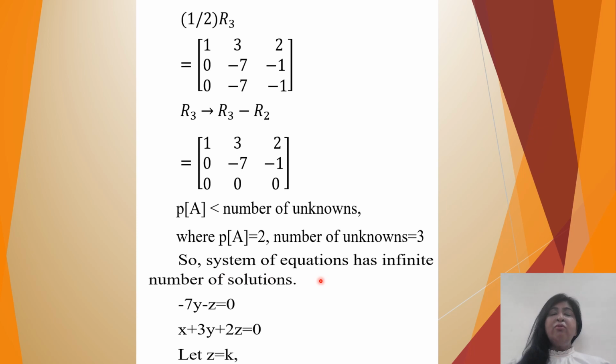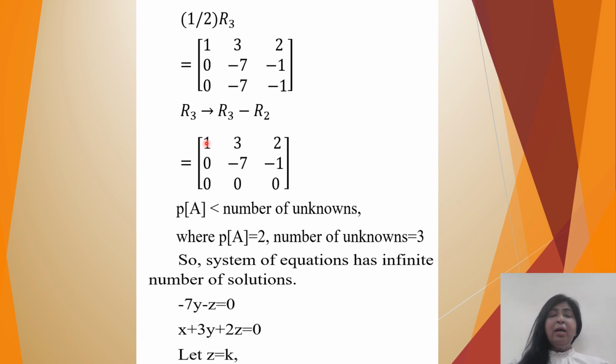This means the system of equations has an infinite number of solutions. So how will you write these? These equations will be written like minus 7y minus 1z is equal to 0. What you will do is write the matrix Ax equal to 0. A is this one, x is the value of the unknowns x, y and z. So what you will get is minus 7y minus z is equal to 0.